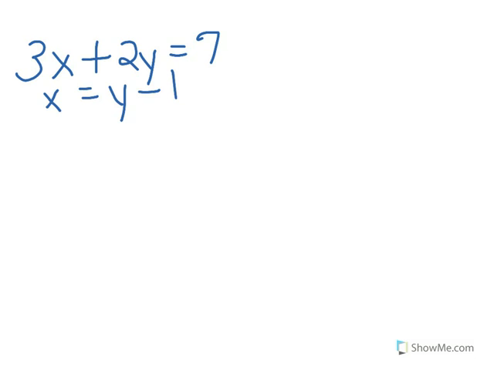Alright, we have been solving systems of equations. We started first by solving them with graphing. We're going to look at another way to solve systems of equations today. This way is called substitution. When we know two things are equal, we can substitute one for the other.